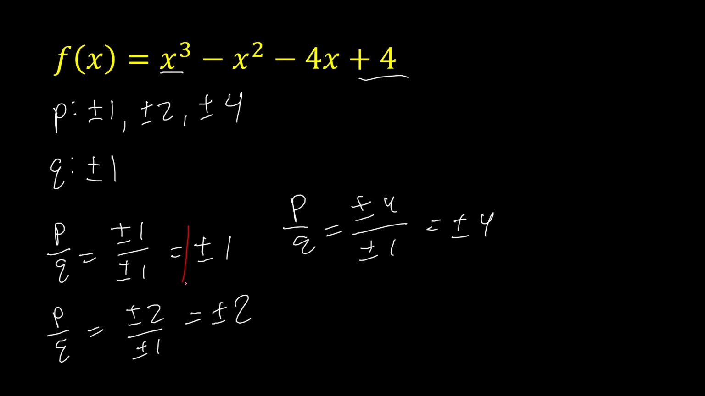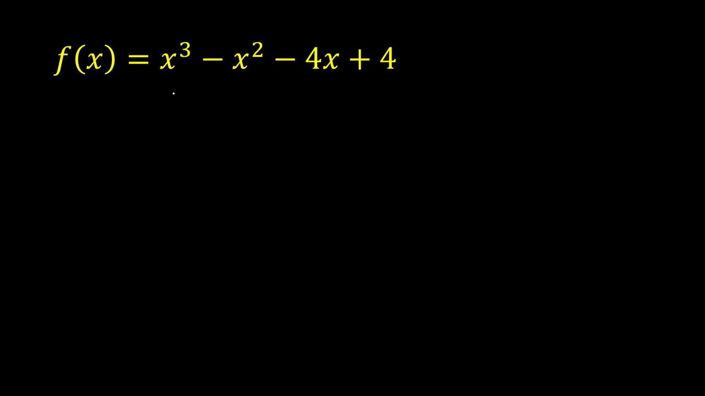So as you can see here, we have plus minus 1, plus minus 2, and plus minus 4. Now that we have found the possible rational roots of this polynomial function, we can now try to find the actual roots of this polynomial function. And let us use factor theorem for this.